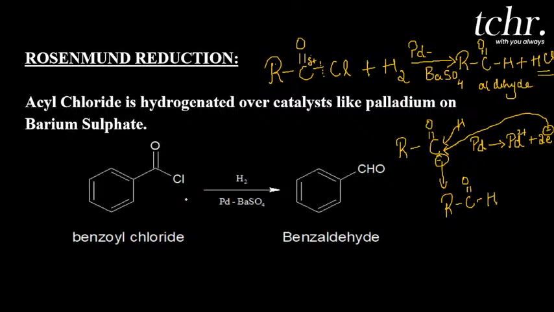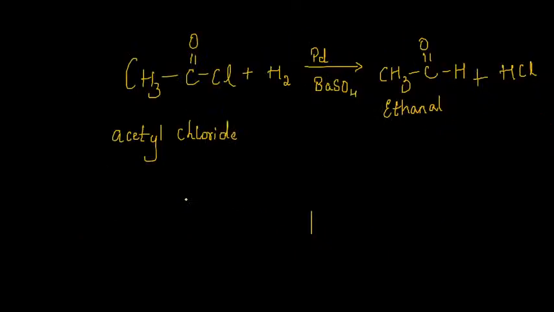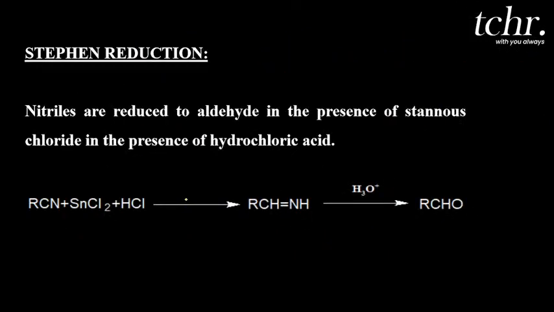Is it clear, my dear students? So this is all about Rosenmund's reduction, the conversion of acyl chloride to aldehyde. Once you have understood the concept, for any kind of acyl halide given, you will be able to convert it into aldehyde. Fine. So let's move on to the next important reduction reaction, that is Stephen reduction.